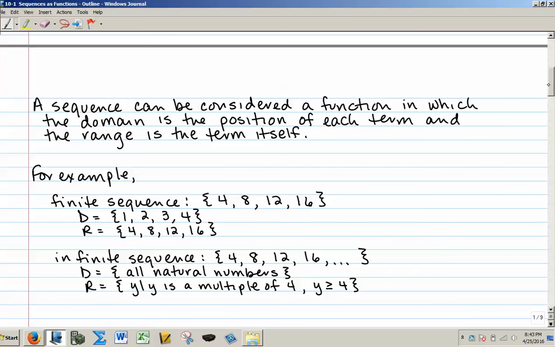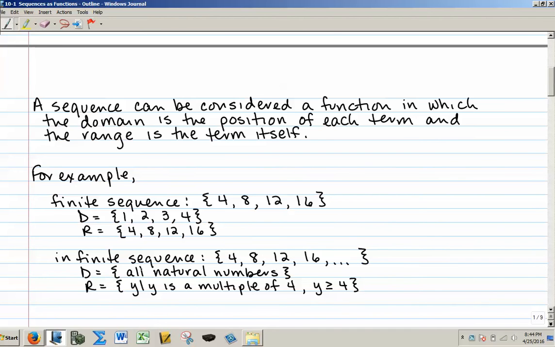A sequence can be considered a function in which the domain is the position of each term and the range is the term itself. So for example, if we have the finite sequence 4, 8, 12, 16, the domain, remember, is the number of each term. Since 4 is in the first position, 8 is in the second position, 12 is in the third, and 16 is in the fourth position, the domain would be 1, 2, 3, and 4. Those refer to the positions of the numbers, and then the range is the terms itself.